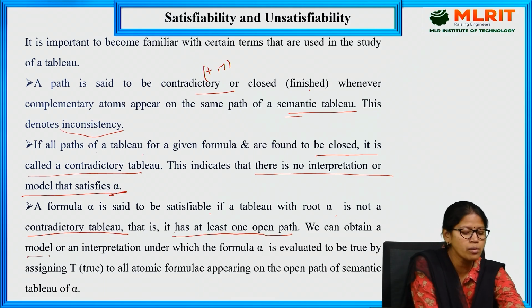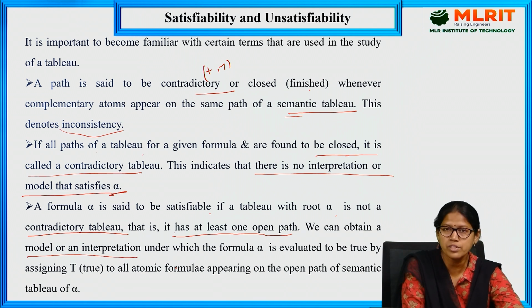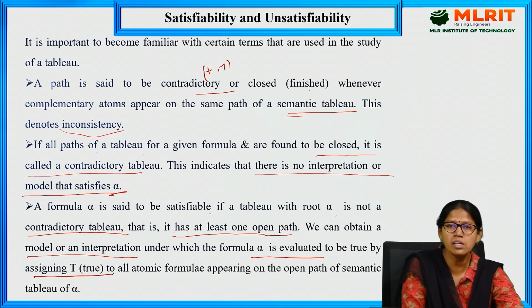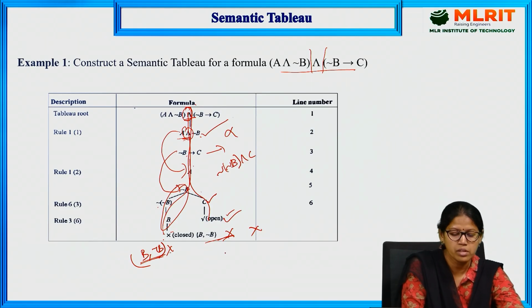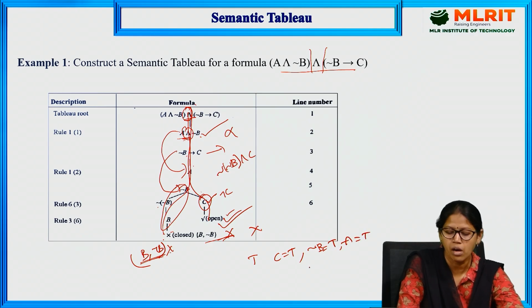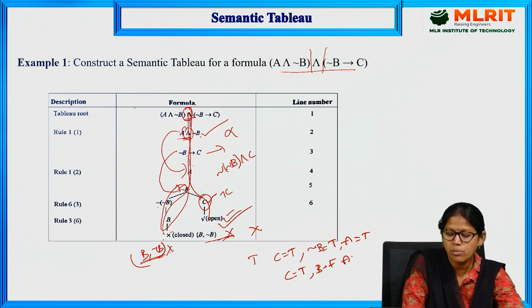We can obtain a model or an interpretation under which the formula alpha is evaluated to be true by assigning the truth values. If you look at this one, C, there is no negation C, so it is said to be satisfiable by assigning the truth values here. So C equal to true, negation B equal to true, A equal to true, or C equal to true, B equal to false, A equal to true.